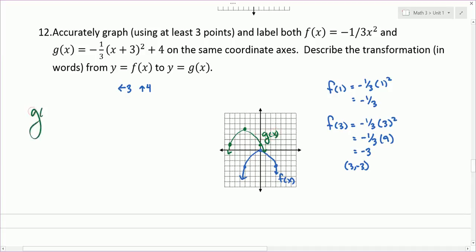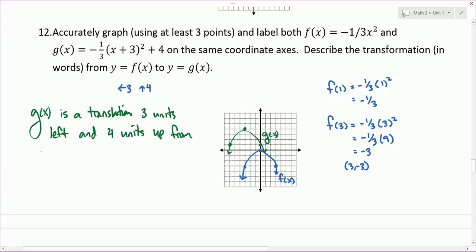So g of x is a translation 3 units left and 4 units up from f of x.